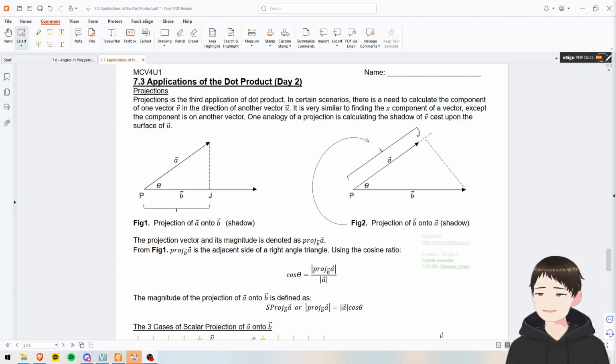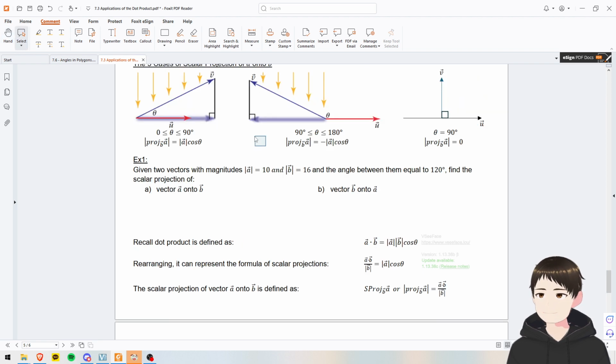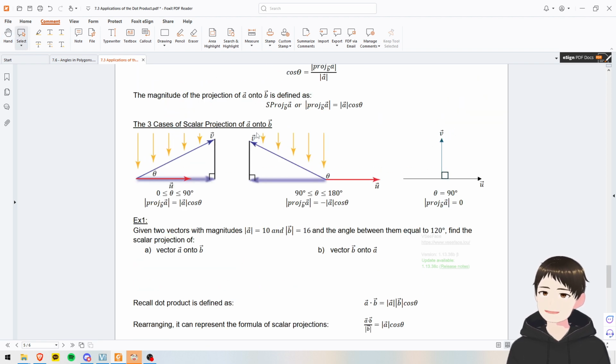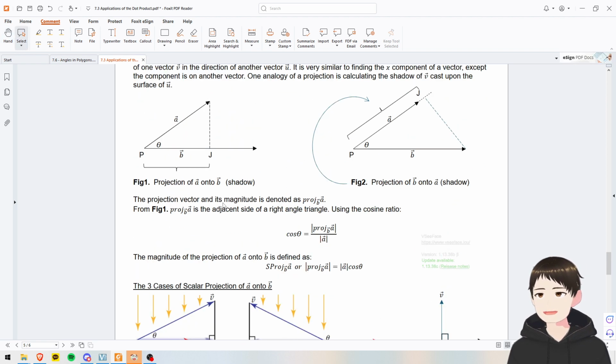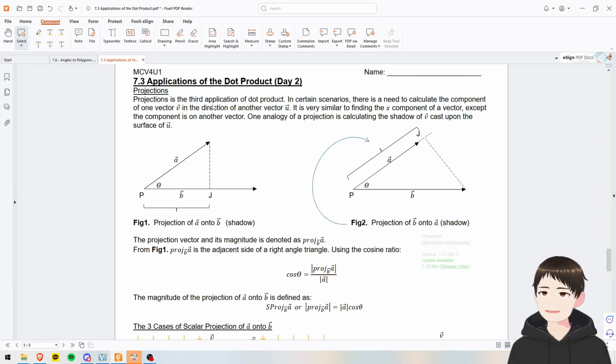Now, projections. Projections is, long story short, a part of the dot product that you already know. You could think of projections as literally the shadow portion or the component portion of vector A when you do A dot B. When you do A dot B, you're looking at the horizontal component of vector A in the direction of B, right? And you multiply it with the magnitude of B.